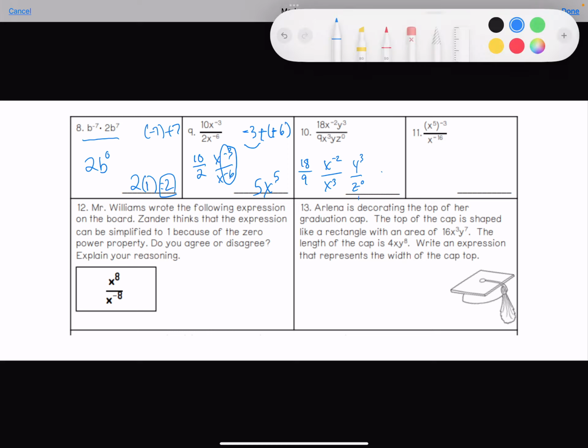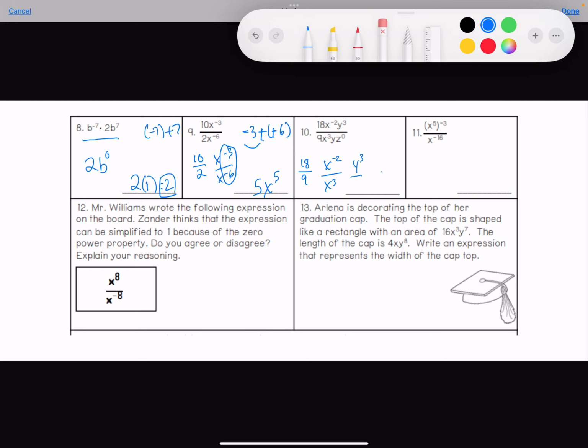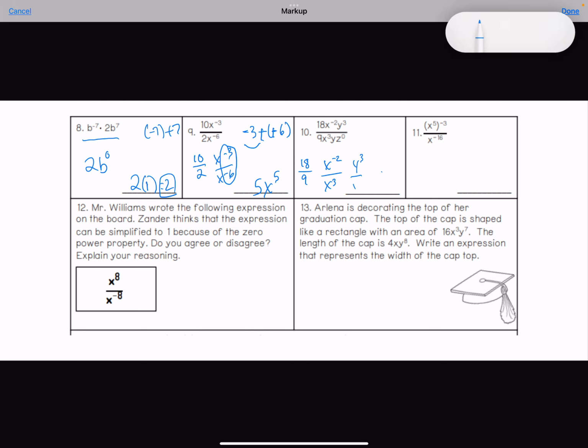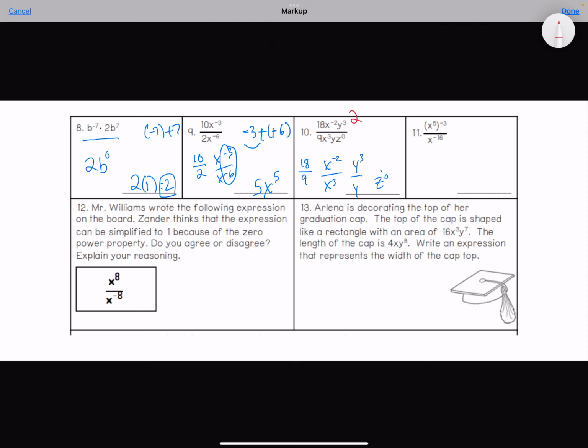Oops, that's not right. You can't put y and z together. So I have 2. I'm going to do this in red so the answer stands out. I have 2. What is 2 minus 3? That's negative 5. So I know my x is going to go below. So I have x to the 5th. 3 minus 1 is 2. So I have y squared.